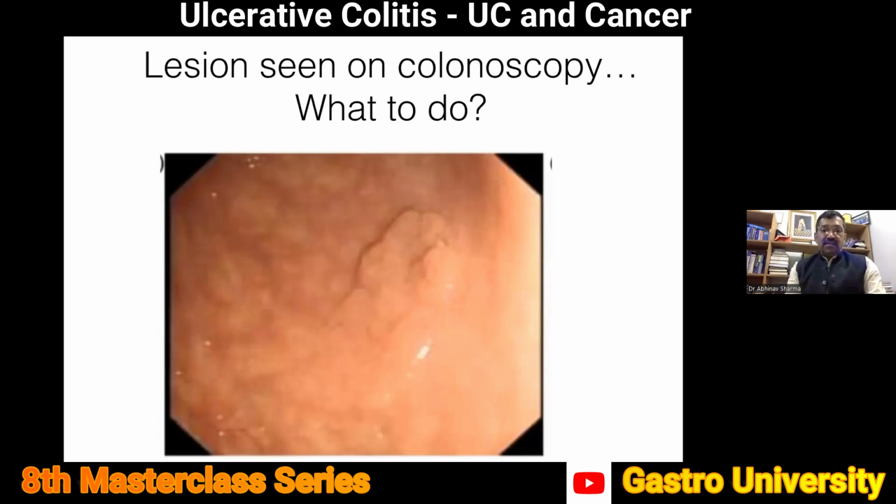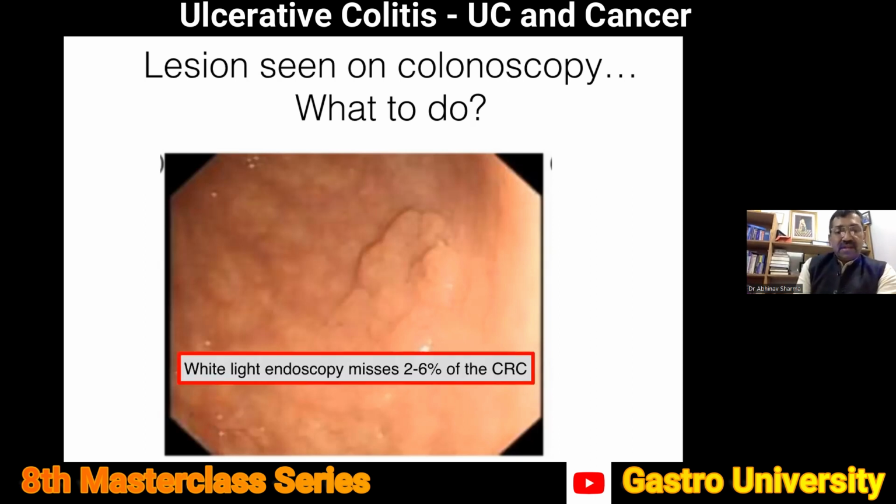This kind of lesion is found on the background of just a little bit erythematous mucosa. What to do? To biopsy or not to biopsy? So this is always the confusion. White light endoscopy miss rate is 2 to 6% of colorectal cancers, which is not a small number.